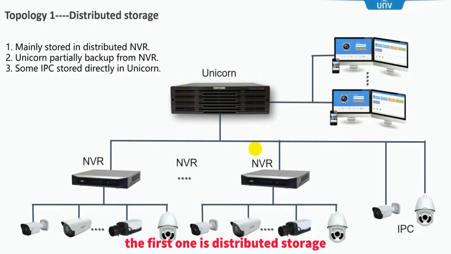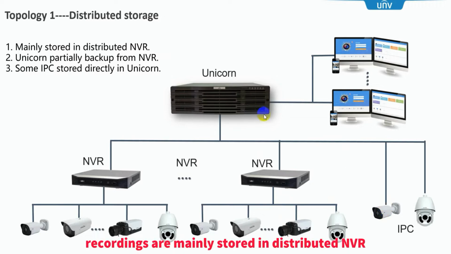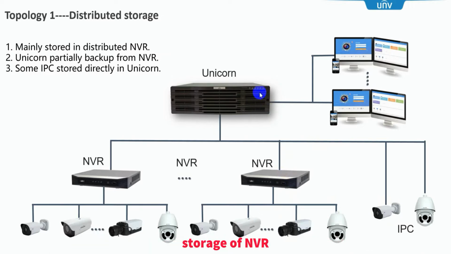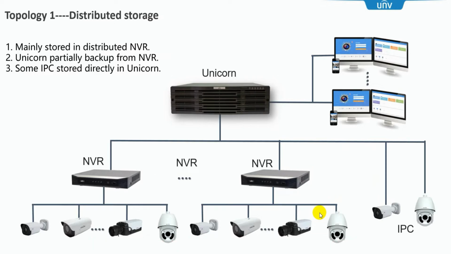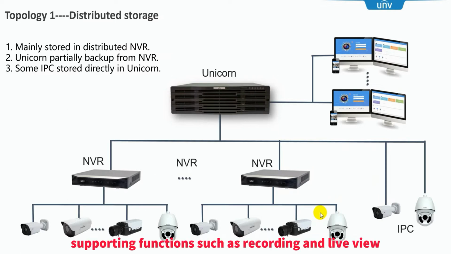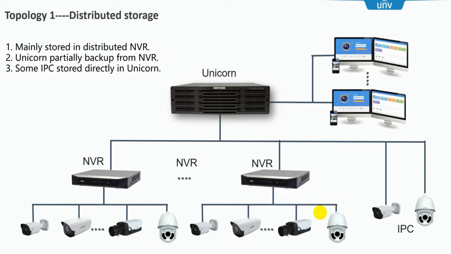The first one is distributed storage. In this topology, most IPCs are connected to NVR, and few IPCs are connected directly to Unicorn. Recordings are mainly stored in distributed NVR, and Unicorn is used to back up partial important storage of NVR. Unicorn manages NVRs and their resources IPCs, supporting functions such as recording and live view.